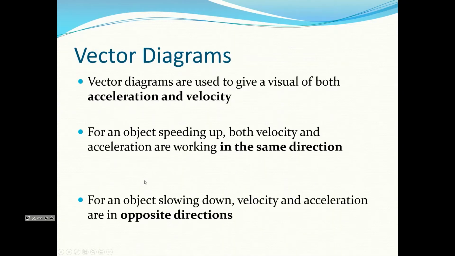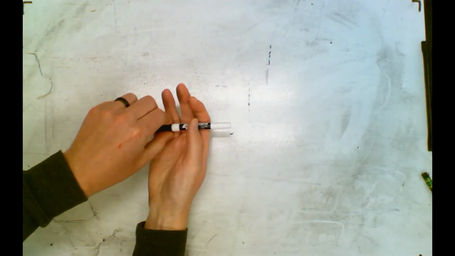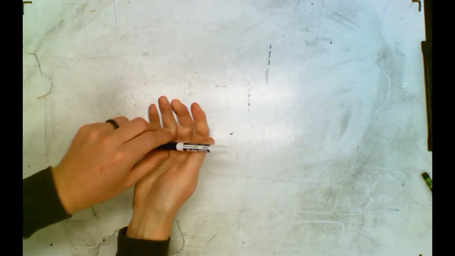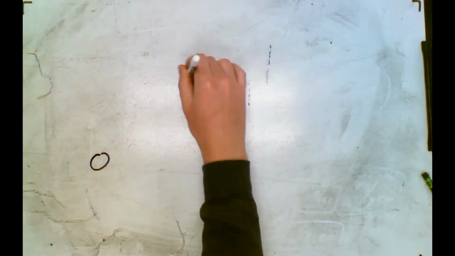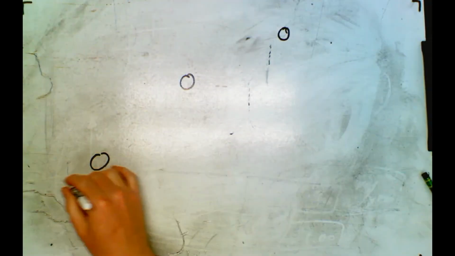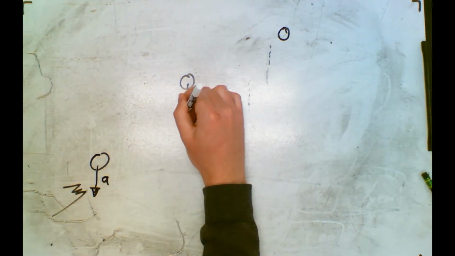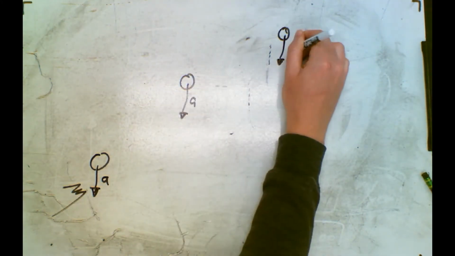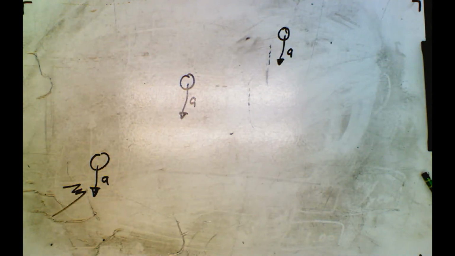For an object slowing down, velocity and acceleration are going to be in opposite directions. To show an object slowing down, we're going to look at something. If I take this and throw it up like that, we're going to look at it as it goes up. So we have these 3 locations here, and this is my hand. It leaves my hand, and acceleration is going to stay the same. We're going to talk about that a little bit more. So we're just going to put those accelerations on.